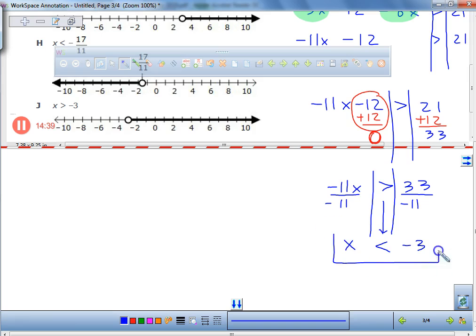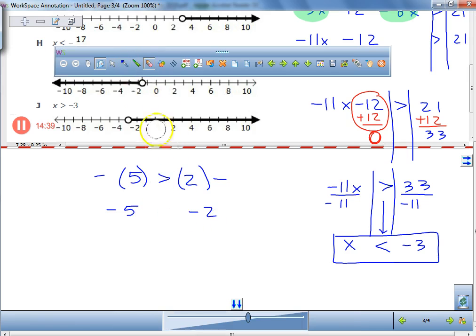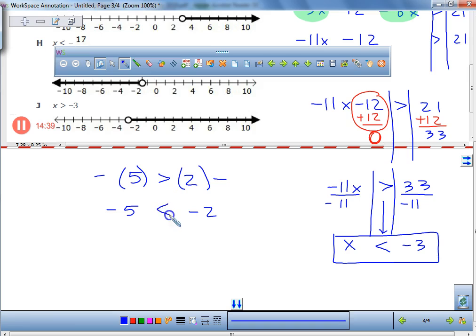Now let me explain why the sign flips. Does everybody agree that 5 is greater than 2? Now watch what happens if I multiply both sides by a negative. Is negative 5 still greater than negative 2? No. So in order for me to make that statement true, I have to flip the inequality sign. That's why you have to do it.